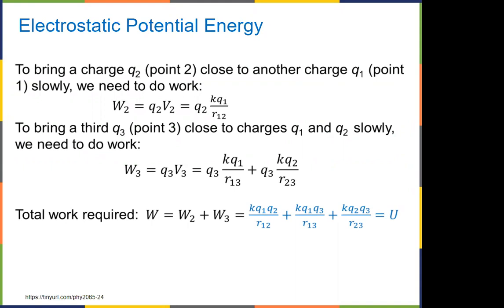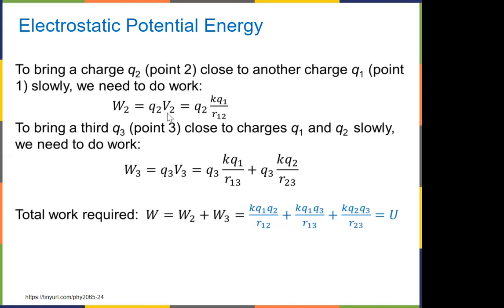So let's take a look at the electrostatic potential energies. Assume you already have a Q1 in space. Now, if you bring a second charge Q2 into space, you need to do work against the electric field in order to bring the second charge in, right? So the work needed is equal to Q2 times V2.